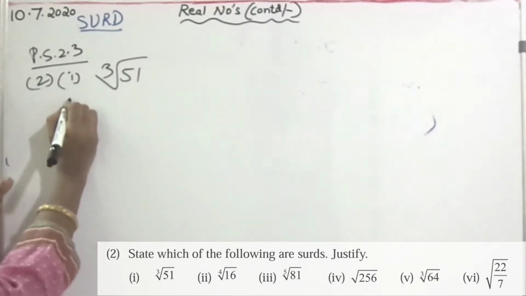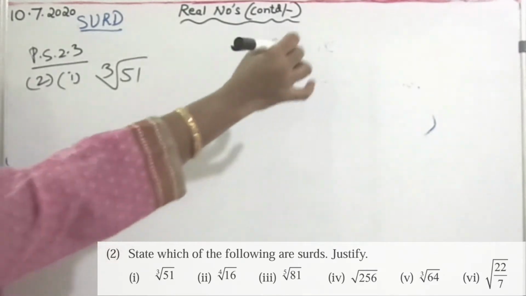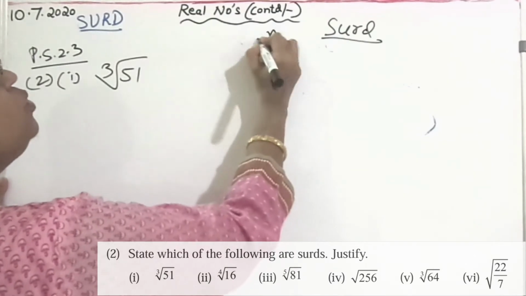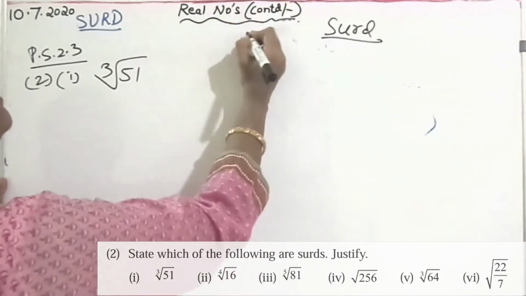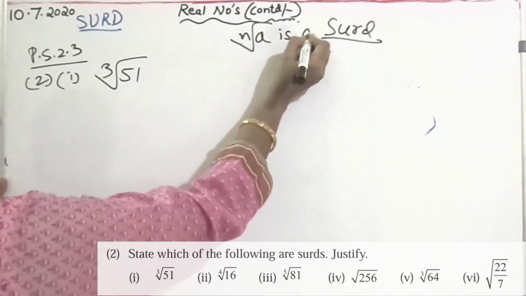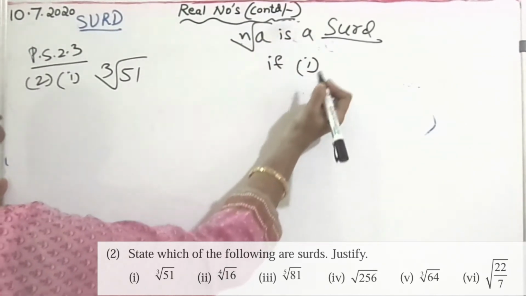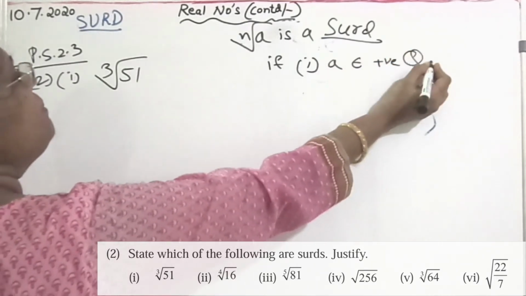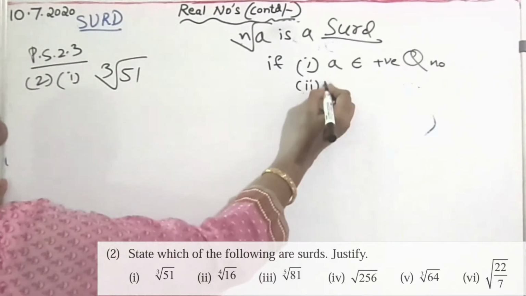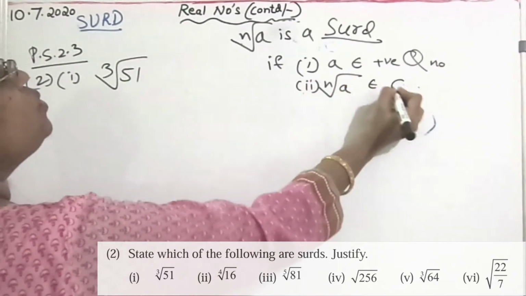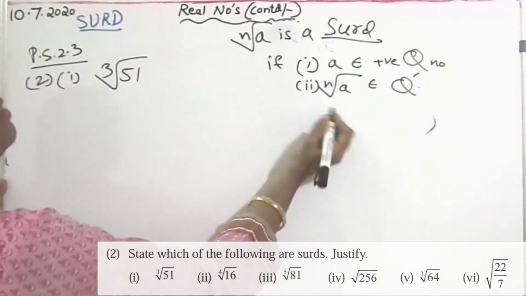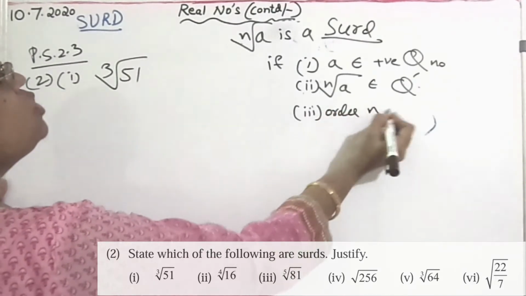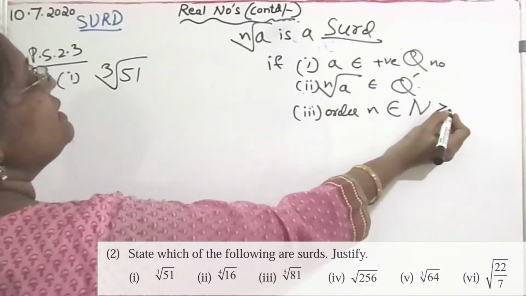So first we will check whether the first condition is correct. Let me write down the conditions over here. Nth root of a is a surd if it satisfies the following conditions. a belongs to positive rational numbers. I am just writing in short form. Then nth root of a belongs to the set of irrational numbers. And third, order n belongs to natural numbers, greater than or equal to 2.